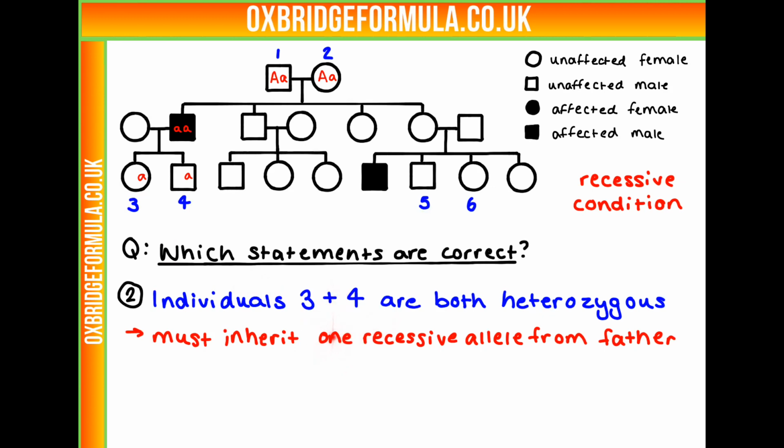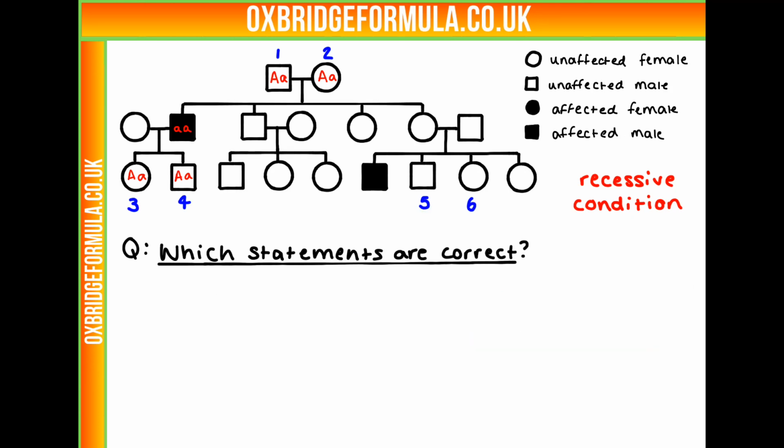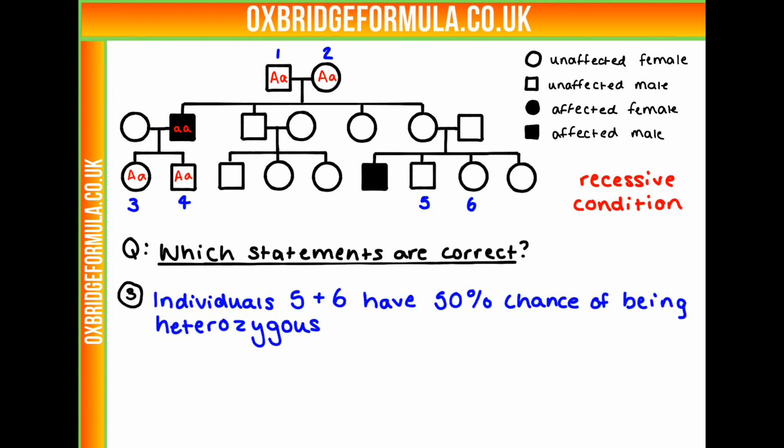What else do we know about them? Well, we know that they're both unaffected, so they must have at least 1 dominant allele to be unaffected. So that's going to look like this. And again, they're going to be both heterozygous, so we can tick this one off as well. Our final statement is that individuals 5 and 6 have a 50% chance of being heterozygous.